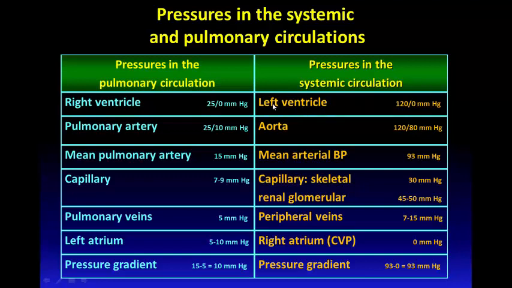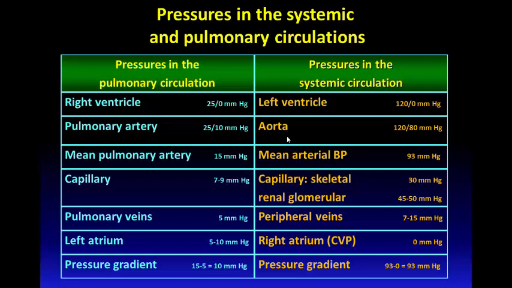While the pressure in the left ventricle is 120 during systole and 0 during diastole. 0 means atmospheric, or 3 to 12 millimeters of mercury during diastole. The pressure in the pulmonary artery is 25 by 10 millimeters of mercury, while in the aorta it is 120 by 80. So the pressure in the aorta is approximately 6 to 7 times higher than the pressure in the pulmonary artery. This is because, as we mentioned earlier in the lectures, the systemic vascular resistance is 6 to 7 times higher than the pulmonary vascular resistance.